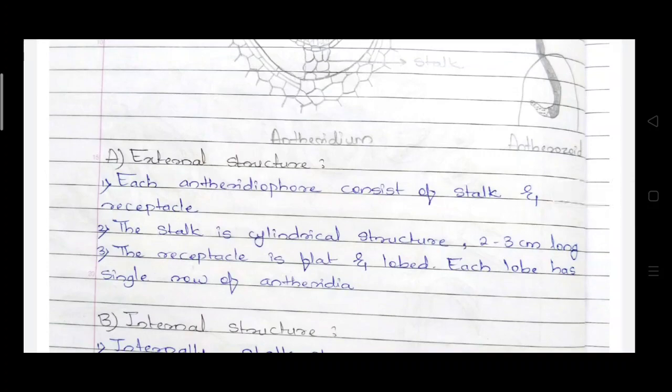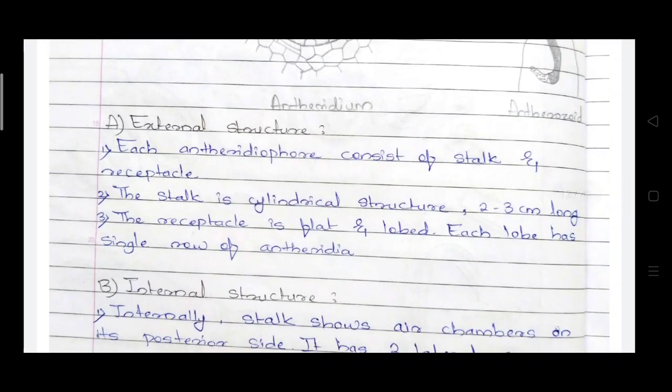Externally, what parts are seen in the Antheridiophore? The Antheridiophore consists of the stalk and the receptacle. The stalk is a cylindrical structure, 2 to 3 centimeters long. That means the basal part is the stalk, somewhat cylindrical in shape, 2 to 3 centimeters long. Then above the stalk there is the receptacle. The receptacle is a flat, lobed structure, and each lobe has a single row of antheridia. What is in the receptacle? A lobed structure, and each lobe has antheridia.